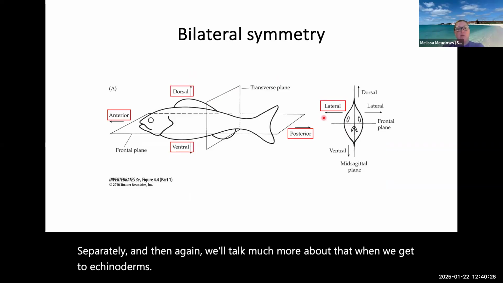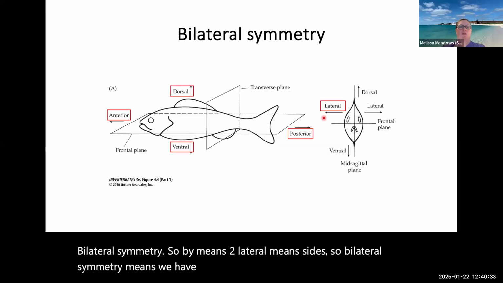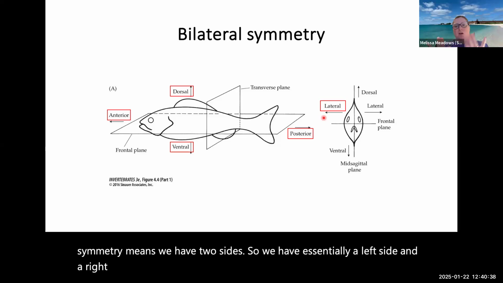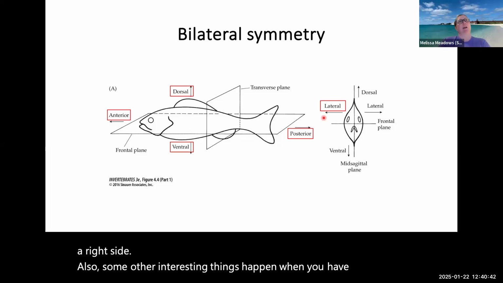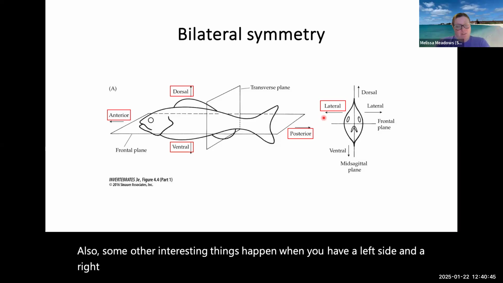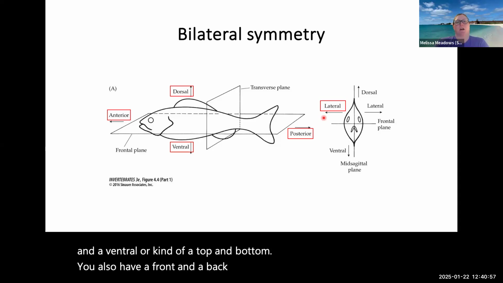Bilateral symmetry. So bi means 2, lateral means sides. So bilateral symmetry means we have 2 sides, essentially a left side and a right side. Also, some other interesting things happen when you have a left side and a right side. When you have a left and a right, you also tend to have a dorsal and a ventral, or kind of a top and bottom. You also have a front and a back, so an anterior and posterior.